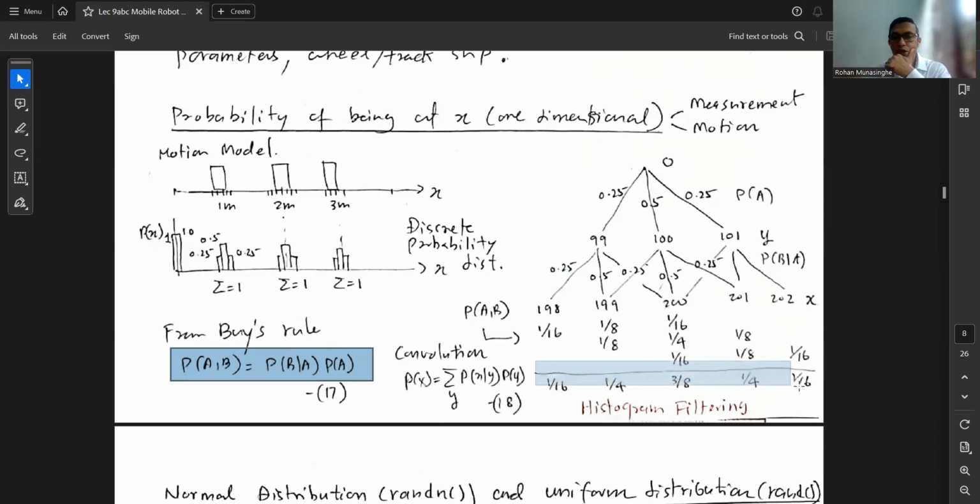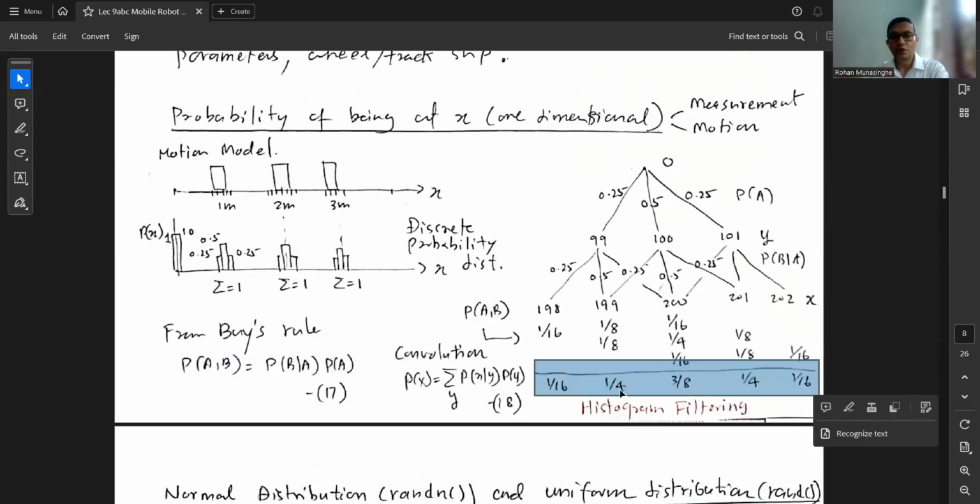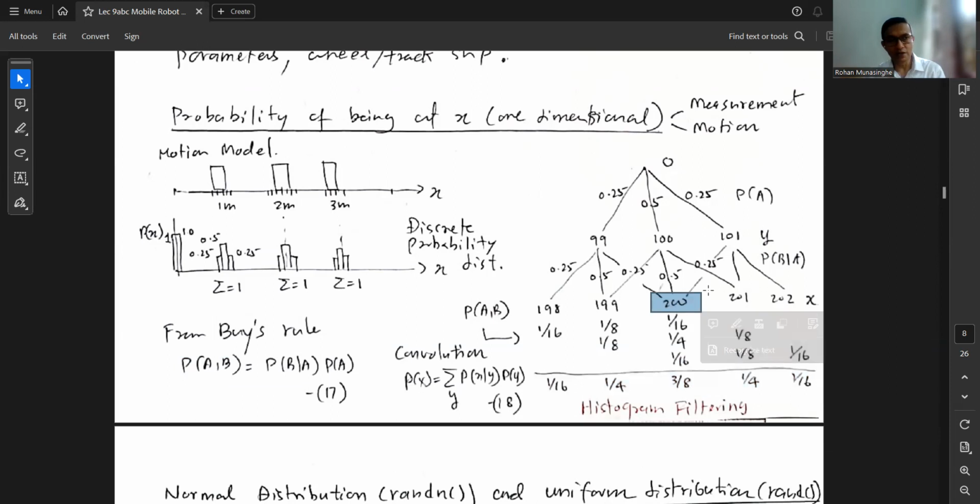Now, finally, if you look at these numbers over here, you can see nearly half, that is 3 over 8 probability, for the robot to be at the 200 centimeter mark. This is your expectation. 10 turns means 1 meter. Another 10 turns means another meter. So 2 meters. That is the highest probable case. But there are other cases also.